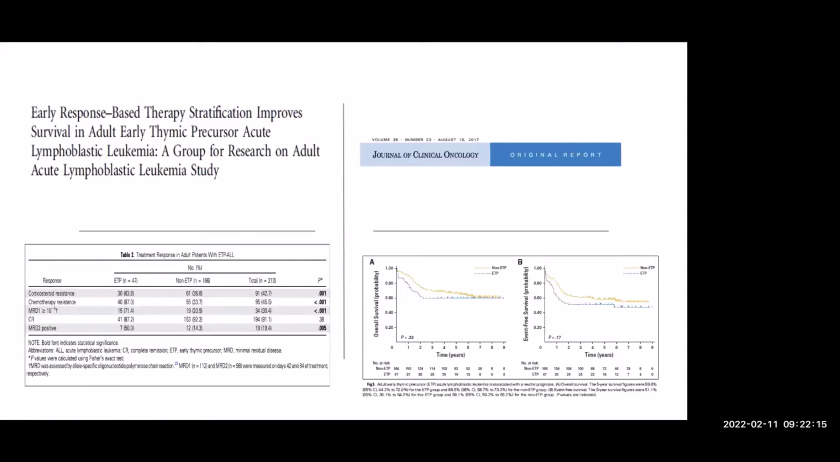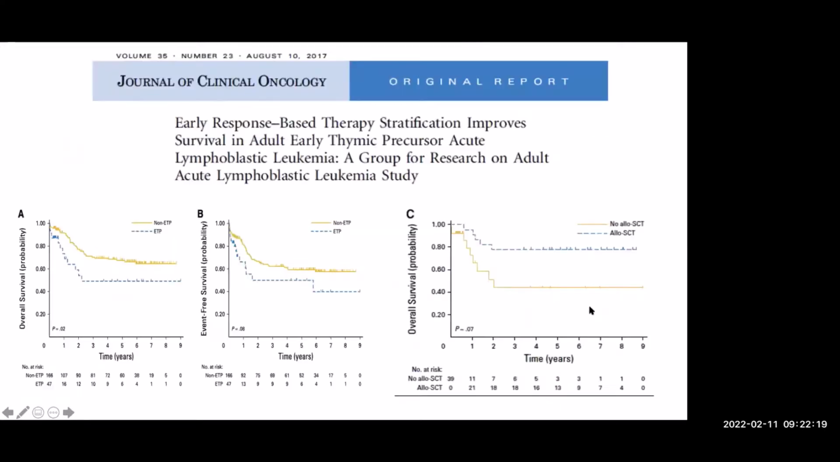Patients with ETP-ALL have inferior outcomes compared with non-ETP-ALL. However, this difference is negated by the use of allogeneic stem cell transplant. Patients who received allogeneic stem cell transplant have better outcomes compared with patients who didn't receive allogeneic stem cell transplant in adult patients with ETP-ALL.